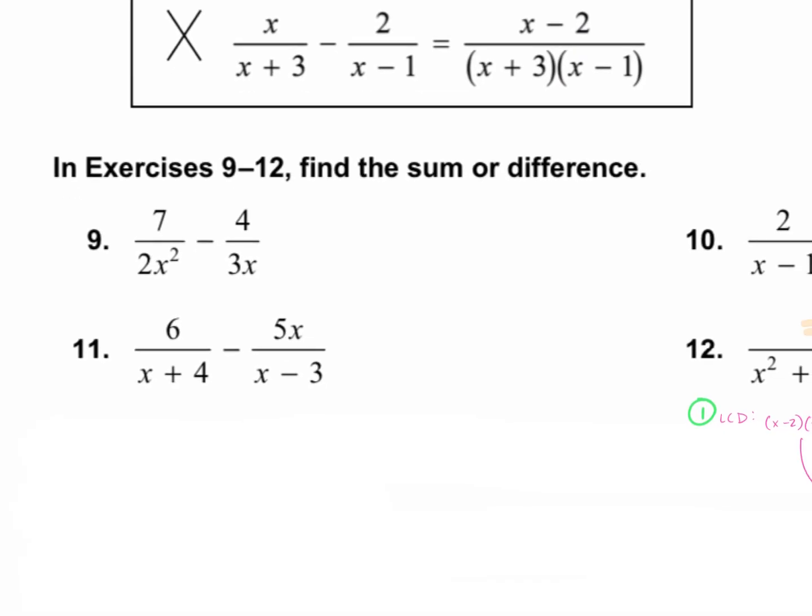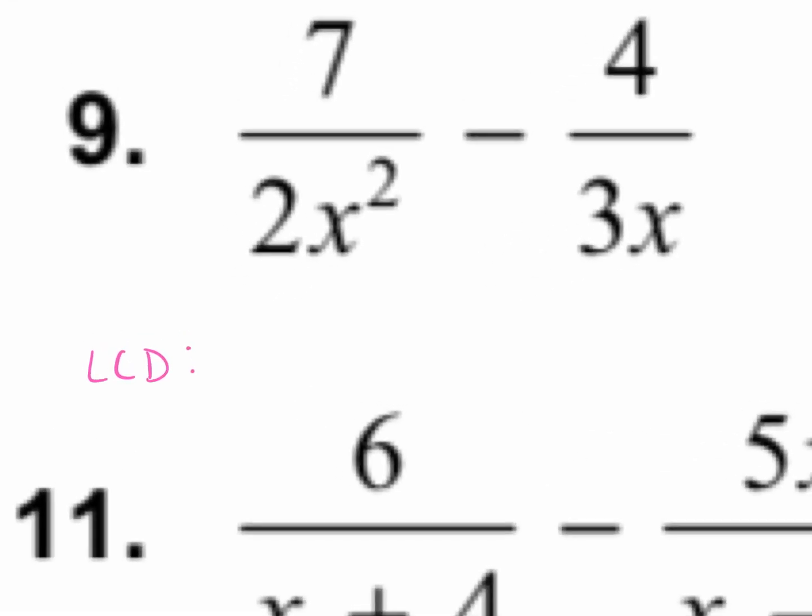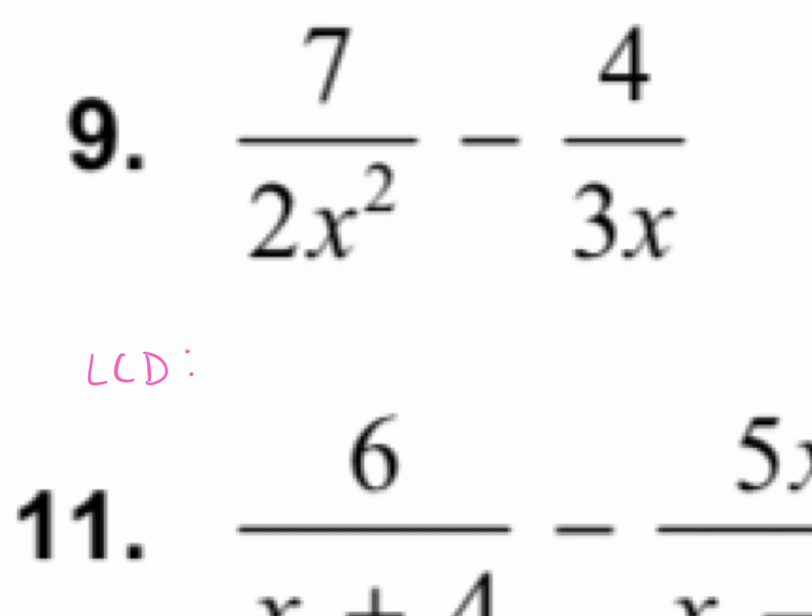All right, so let's do some from the bottom. We want to find the sum or difference. So we are going to add or subtract. So we want to start by finding our least common denominator. So breaking apart the denominators that we have, 2x squared, what would all my factors here be? 2 times x times x. And then I have 3x, which would just be 3 times x. So for my least common denominator, I have to list everything from the first one. So 2 times x times x.